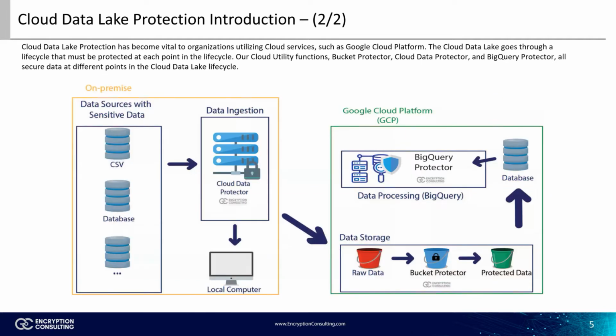Here, you can see how our utility functions work in conjunction with each other. Later in our presentation, I will provide you with a demonstration of our tools in action. I will show you how data can be migrated to the cloud into a database, with the sensitive data being protected along each step on its path. Data will initially be ingested via CDP into the cloud. That data, which will be stored in Google Cloud Storage, will then have encryption, masking, replacement, or redaction done to any sensitive data in the dataset via Bucket Protector. Finally, after the data is uploaded to a database, I will demonstrate BigQuery Protector's querying and data insertion capabilities.